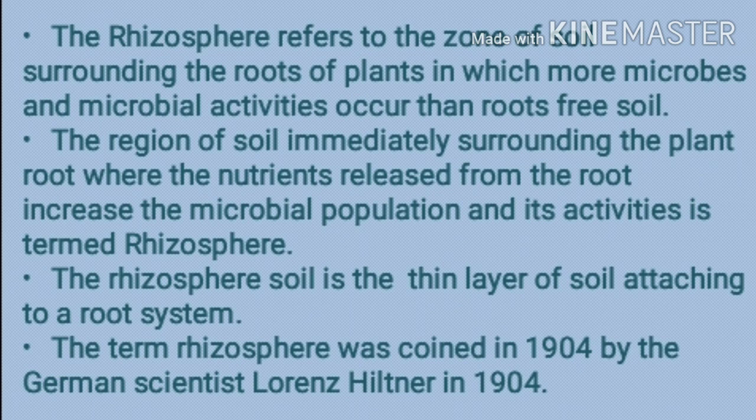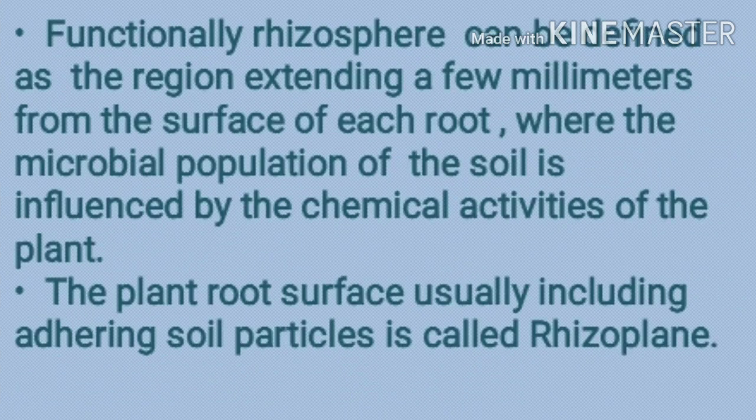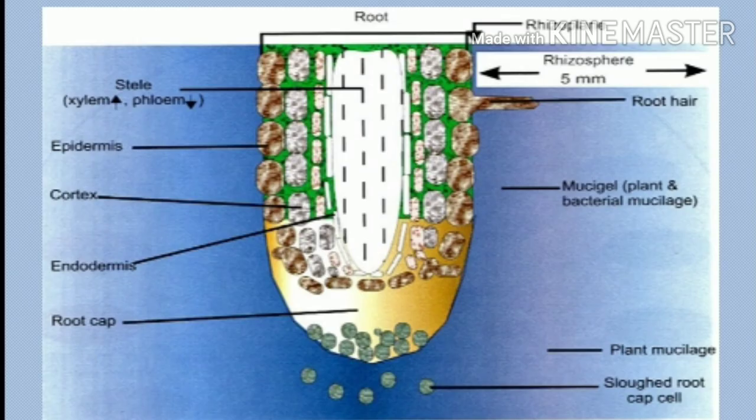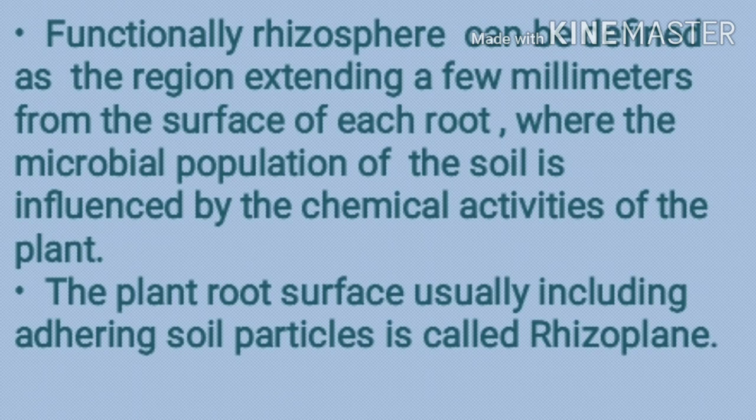Rhizo means root, sphere means the area around the root. So Rhizosphere refers to the surrounding zone of the root. Additionally, Rhizosphere can be defined as the region of the soil extending a few millimeters from the surface of each root where the microbial population of the soil is influenced by the biochemical activities of the plant.